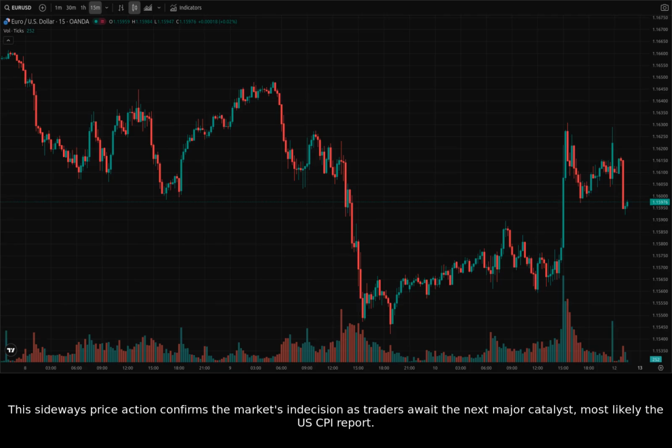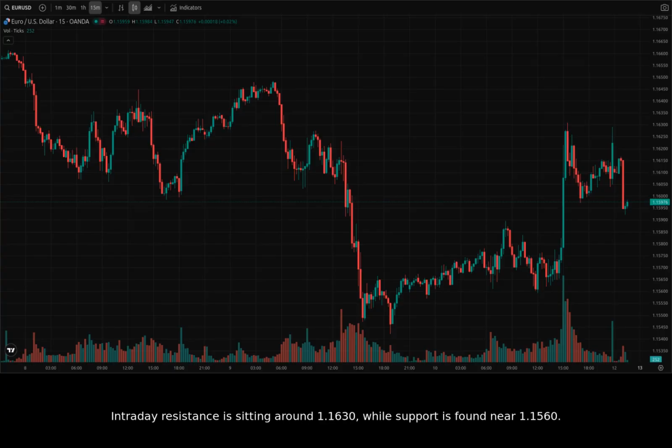This sideways price action confirms the market's indecision as traders await the next major catalyst, most likely the US CPI report. Intraday resistance is sitting around 1.1630, while support is found near 1.1560. A decisive break of this small range will likely dictate the direction for the next trading session.